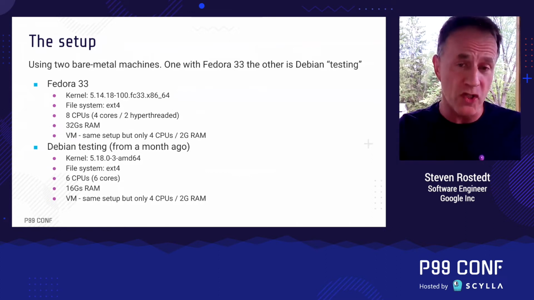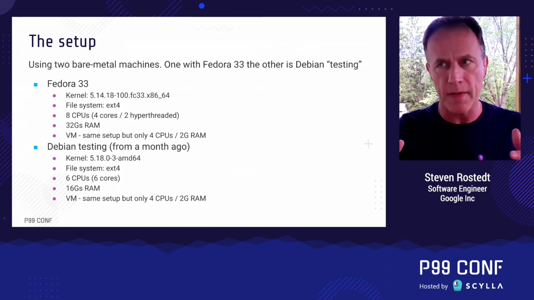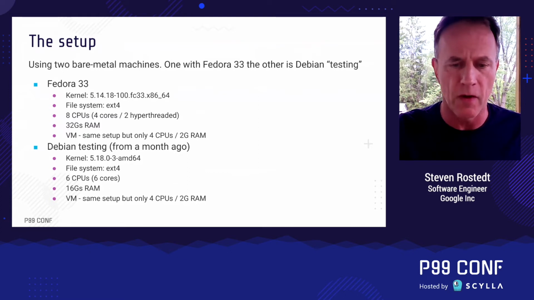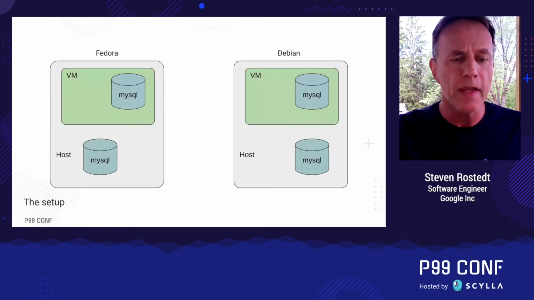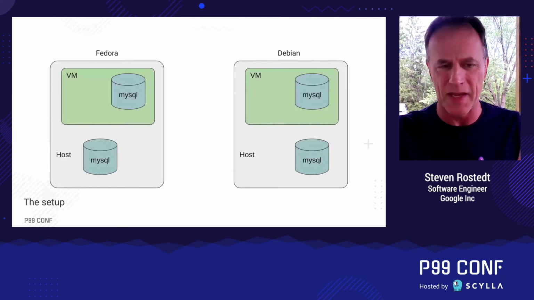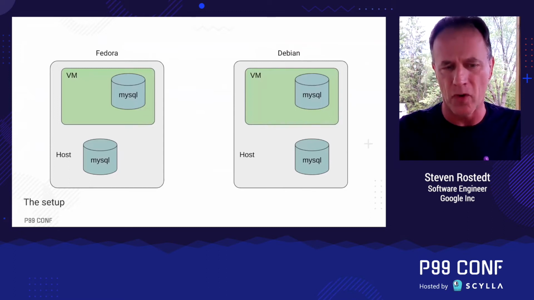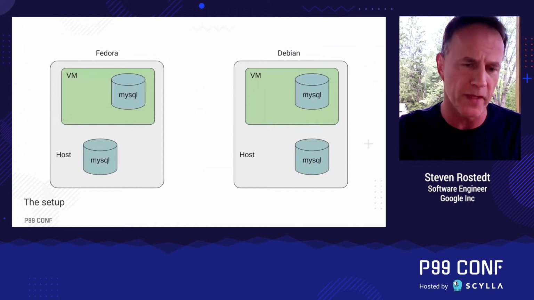And then for both machines, I made the virtual machines with 4 CPUs and 2 gigs of RAM each. Here's a visual for my setup. It's nothing really big. It's just the fact that you can see that I have the Fedora machine and I have a Debian machine, and they're running a Fedora VM and a Debian VM, respectively.